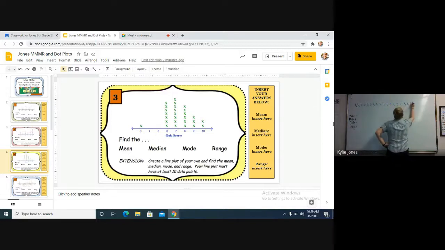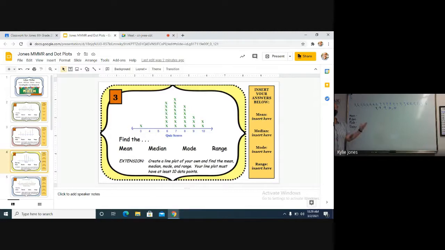How many 8s? 6 8s. 1, 2, 3, 4, 5, 6. Okay, so there's 6 8s. How many 9s? 3. I'm going to write those down here. 1, 2, 3. And how many 10s? 2 10s. Okay. Looking good. Lots of work here, right?